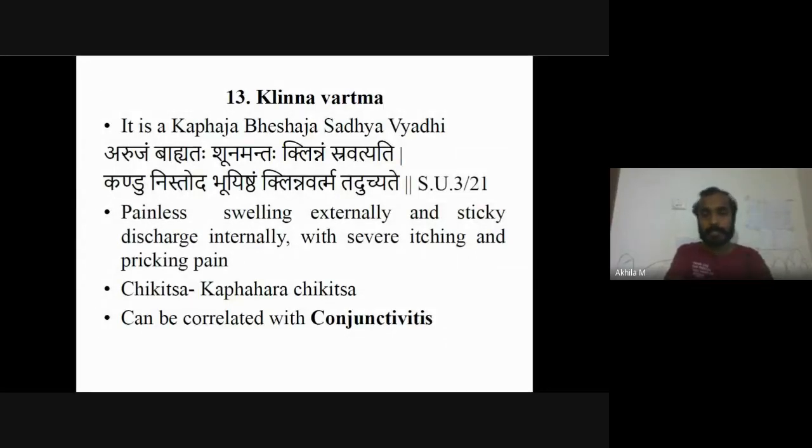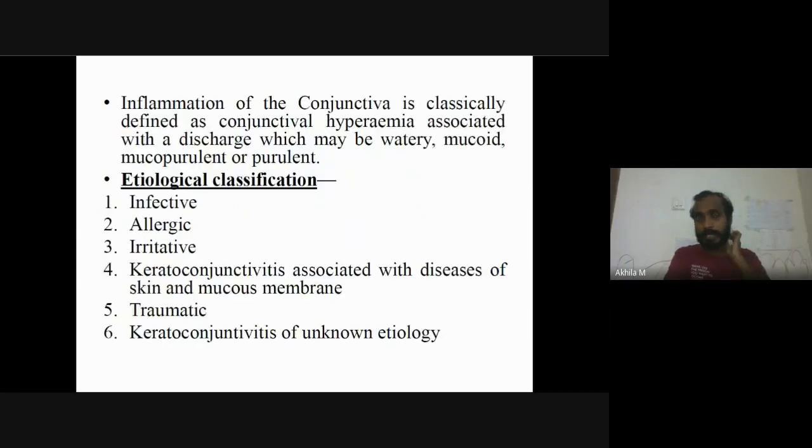From the name itself you can understand Klinna Varma means there will be Klinnata. Externally there will be swelling and internally some sticky discharge, and because of the Kandu and Nistoda, pain and itching will be there. This disease is told by Sushruta Acharya as a Kaphaja, Bheshaja Sadhya Vyadhi, and Kaphaja Chikitsa is advised. It is also correlated with different types of conjunctivitis. If there is Klinnata, discharge, pain, swelling, and severe itching, then that type of conjunctivitis can be correlated with Klinna Varma. Conjunctivitis, as we already discussed, is the inflammation of the conjunctiva.